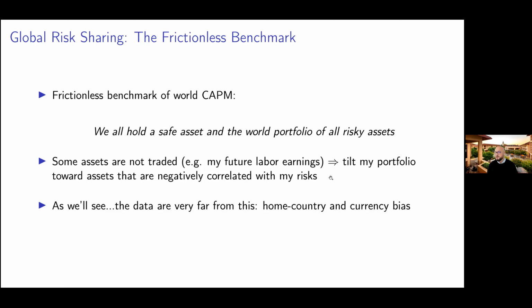Now, of course, immediately you might think that that's not the right idea. Many assets are not traded. My future labor income cannot be traded. And for example, if my future labor income is particularly correlated with some risks, I might want to tilt my portfolio towards assets that are negatively related to those risks. As we'll see, the data is extremely far from this very simple benchmark. Two very well-known phenomena are home country bias, the idea that countries disproportionately invest in securities or assets that are domestic, and currency bias, the idea that investors disproportionately hold securities that are denominated in their own currency, the currency that is domestic. Why are the deviations there?